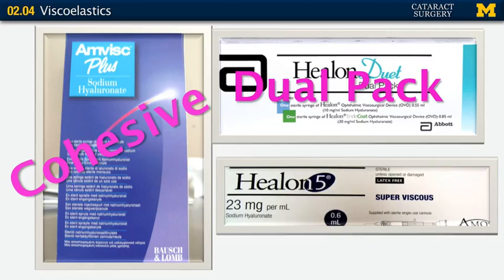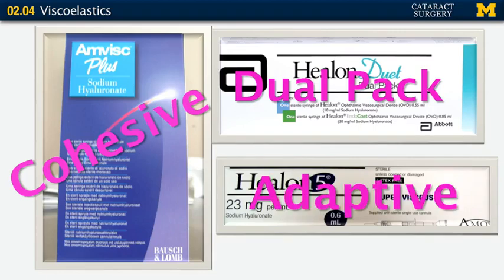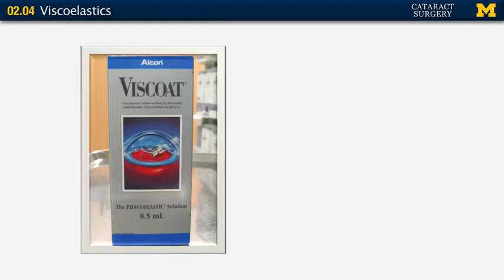Helon 5, which one is that one? Super viscous, it says. But remember, it is viscoadaptive. It does both. It's cohesive and dispersive dependent on your flow rates. You're doing a great job.